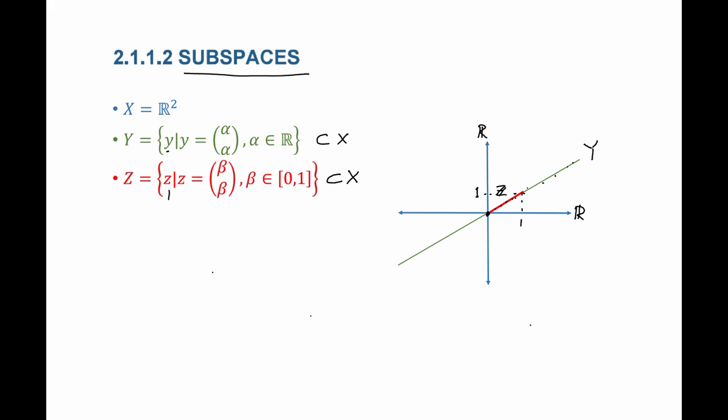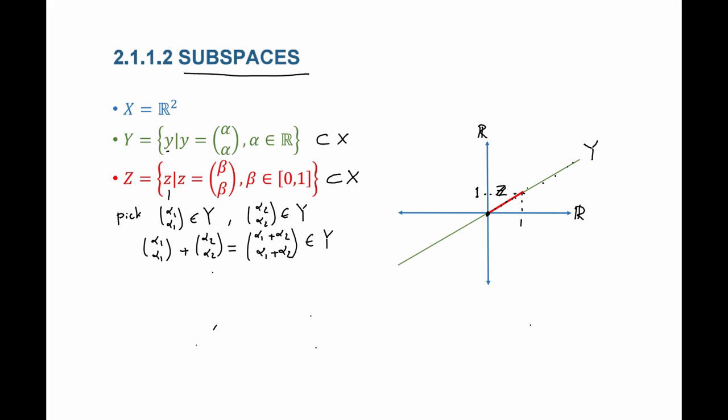Now we will see that the set y is closed under addition and multiplication by a scalar, because if we pick any two vectors in y, pick (alpha 1, alpha 1), an element of y, and (alpha 2, alpha 2), another element in y, when we sum them up, we will get (alpha 1 plus alpha 2, alpha 1 plus alpha 2), which is an element of y. So we say y is closed under addition.